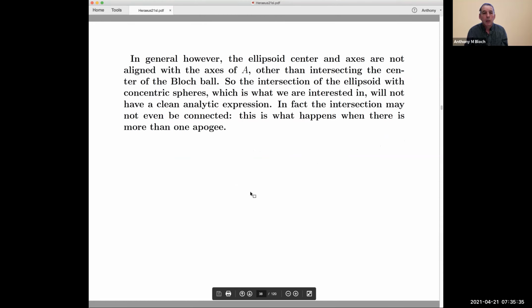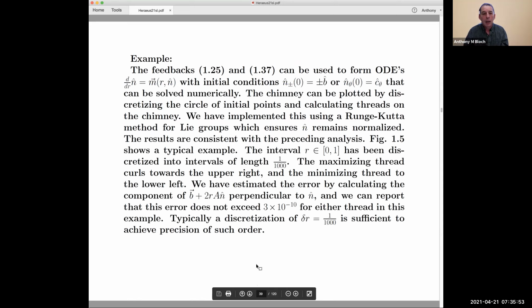So in general, however, the ellipsoid center and these axes are not aligned with the axes of A. But the intersection of the ellipsoid with concentric spheres, which we're actually interested in, is not quite clean and analytic, but nonetheless, you can compute it, and that's what we were able to do. I won't go through the details of the computation, but it's possible to compute quite nicely using a sort of Lagrangian method for Lie groups, where this chimney exists and where you get the maximizing and minimizing threads.